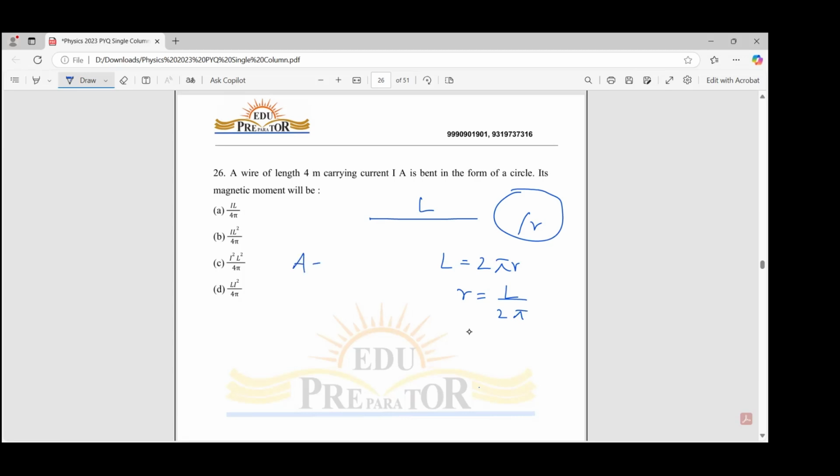Now what is the area of the circle? That is pi r square. And what is the magnetic moment? That is the product of current into area. Sorry, I put square. It is current into area. So what will be the answer here? That will be equal to I pi R square, where R is L upon 2 pi, so L square upon 4 pi square. So if we simplify, I L square by 4 pi is the correct answer.